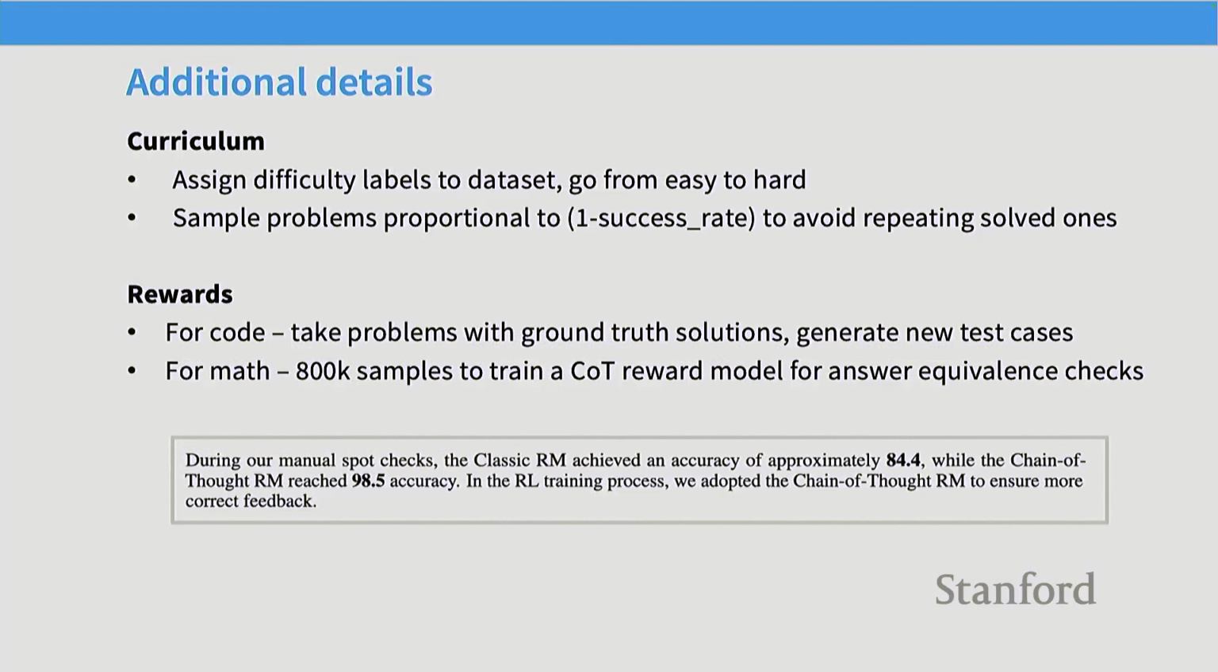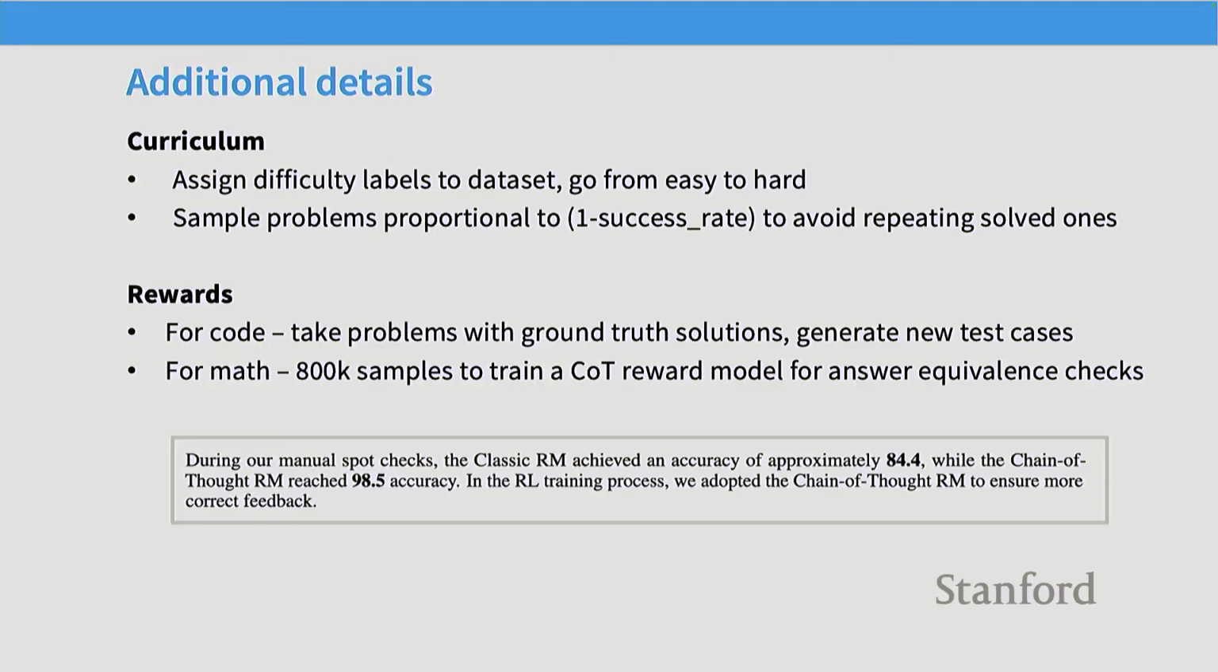And they also have additional cool details. Who knows how much of this stuff is necessary or important, but they actually have a whole curriculum set up. They basically have assigned difficulty labels to the data set, just top down, like they manually or via LMs annotate the difficulty labels. And then they go from easy to hard in that order. And as they're going on, they sample problems proportional to 1 minus success rate. So if you're 100% succeeding, you just never sample that question ever again.